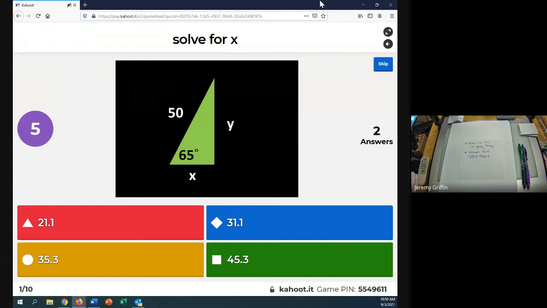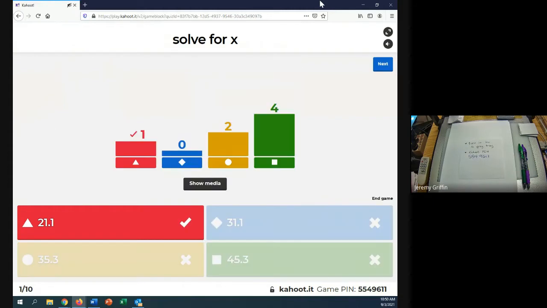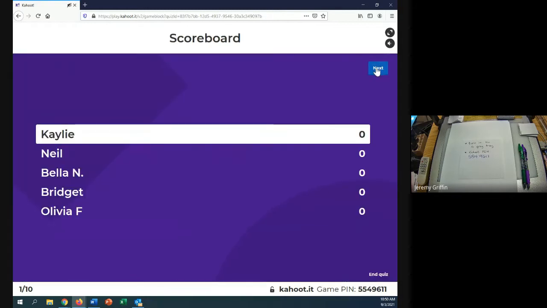Did you guys do 50 times cosine of 65 degrees? Is that what you did? 50 times cosine of 65 degrees? Yeah, somebody did, right? I'm just going to go over these verbally. I mean, this is all stuff that you've already been tested on, so you should be able to do all these. Okay? So, Kaylee got it. All right, nice.